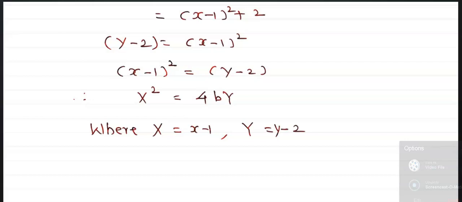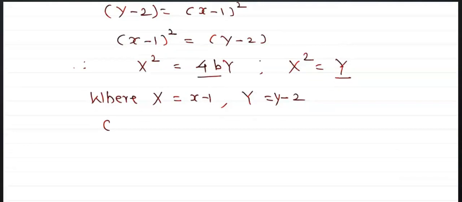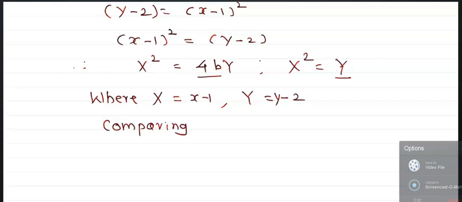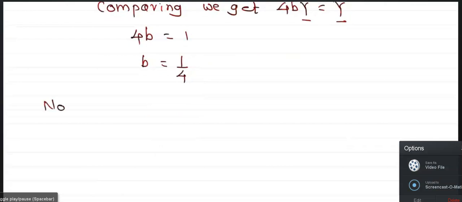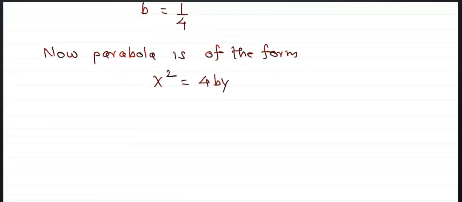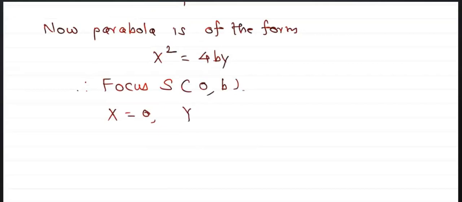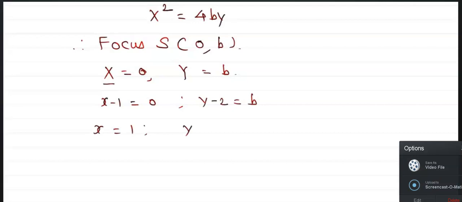Therefore, capital X square is equals to capital Y, comparing with 4by, we get 4b is equals to 1, therefore the value of b is 1/4. Parabola is of the form x square is equals to 4by. Therefore, the focus of the parabola is 0, b, X is 0, Y is equals to b, and the value of x is 1 and y is equals to 2 plus b.